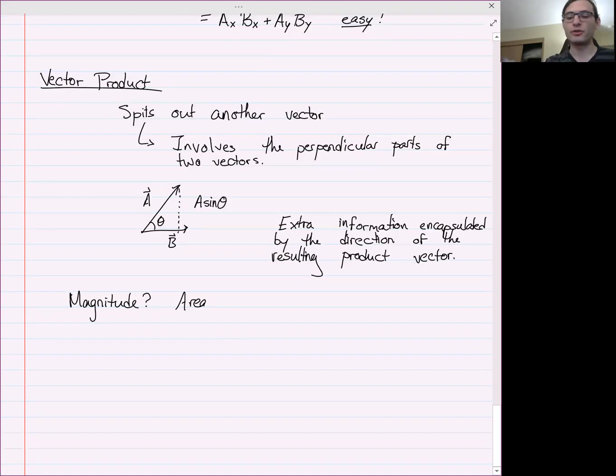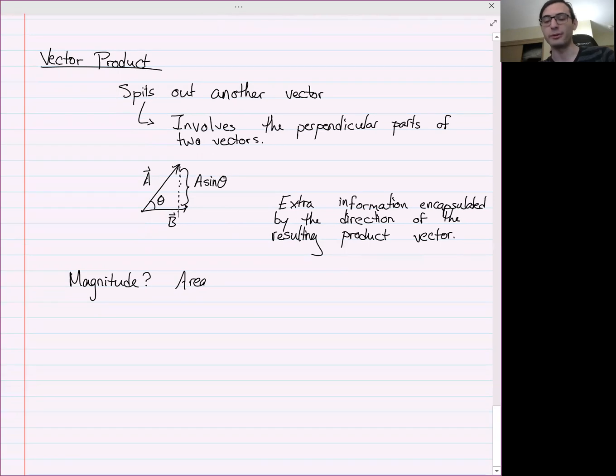If you just use some trigonometry, A times sine of theta is equal to this distance here, which is the amount of A that is perpendicular to B, right? So this tells us, like, if A was parallel to B, then that length would be 0, because the sine of 0 degrees is 0. If A was actually perpendicular to B, it would just be the length of A. So this just tells us how perpendicular A is to B.